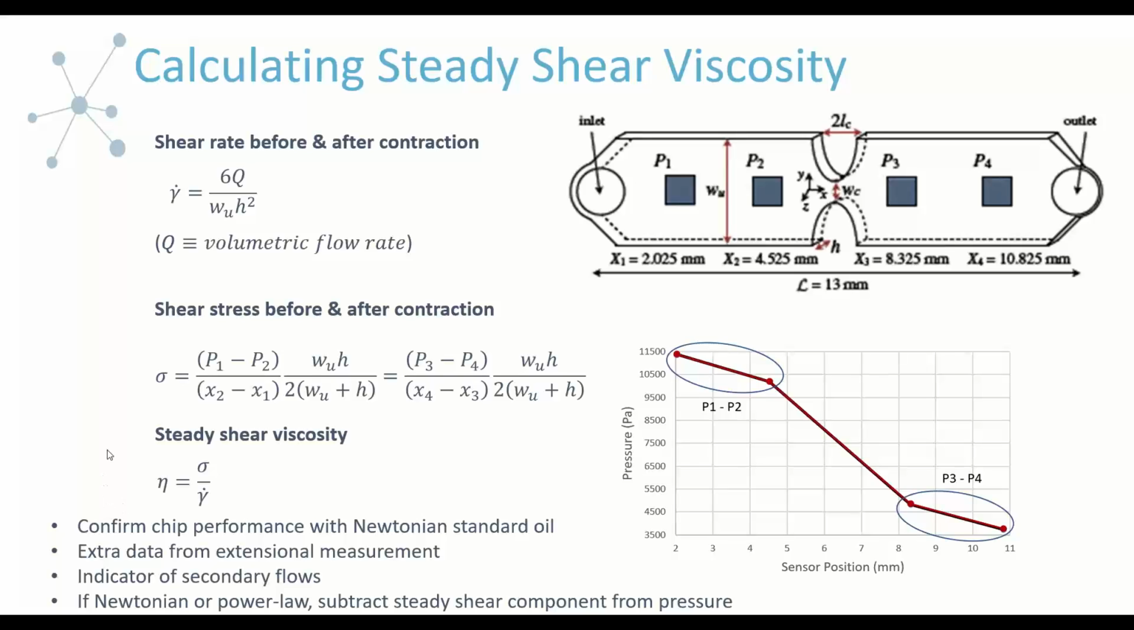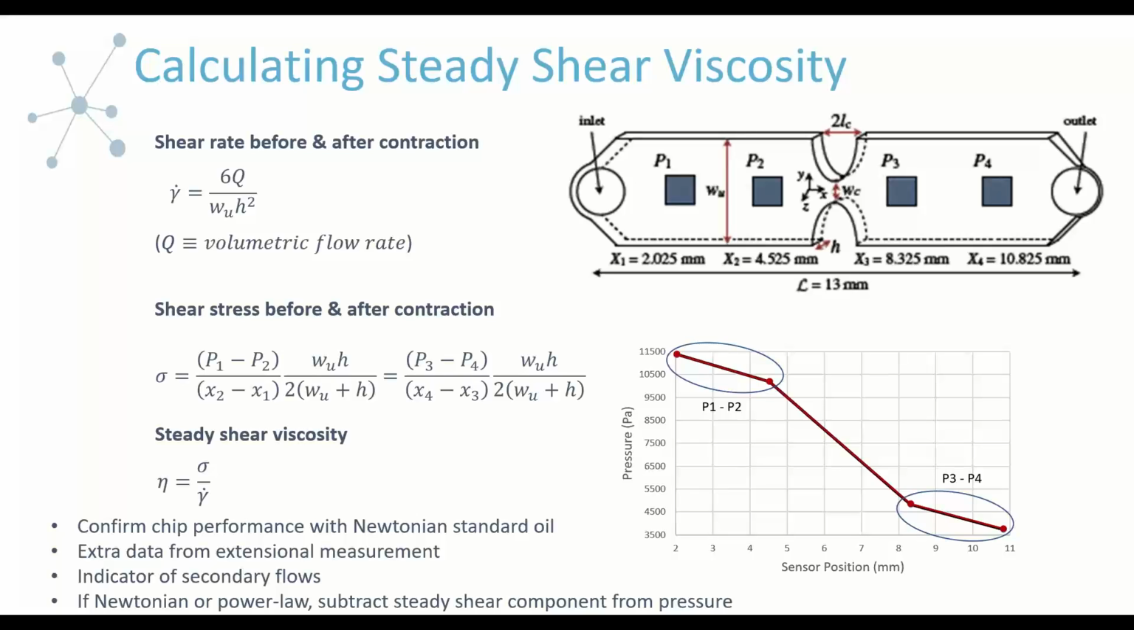Also, if you're not doing steady shear measurements in another way, using another instrument or one of our uniform channels, then you could use this as a way of getting some extra data from the extensional measurement. Also, if you start seeing large discrepancies between the viscosity that you're measuring before the entry or after the exit, then this could be an indicator of secondary flows or turbulence. And we'll talk more about some other indicators of secondary flows or turbulence, or when you should really be on the lookout for those.